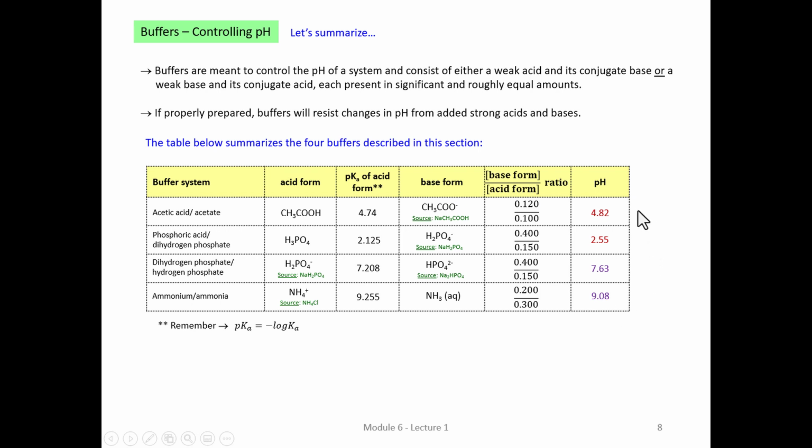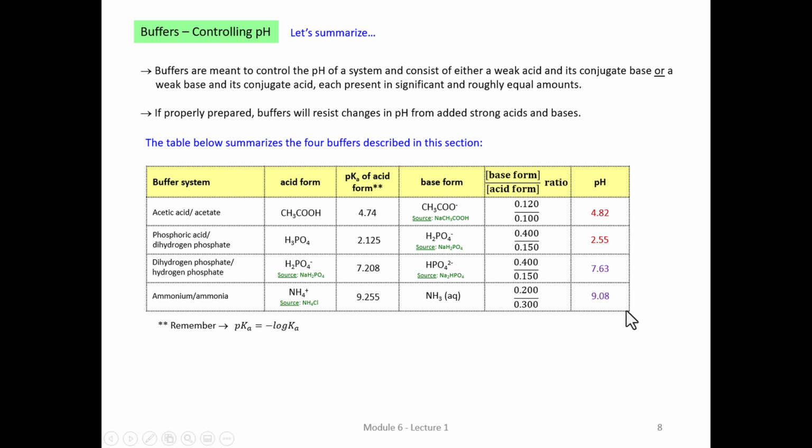So what's interesting about this is that you can see in just these four examples that it's possible to produce buffers of a wide range of pHs. So if you needed to protect the pH around 2.5, you could use this buffer here. If you needed to keep or protect the pH around 4.8, you could use this buffer. And you could make buffers that maintain basic pHs as well as acidic pHs.